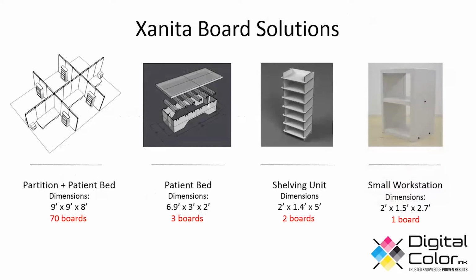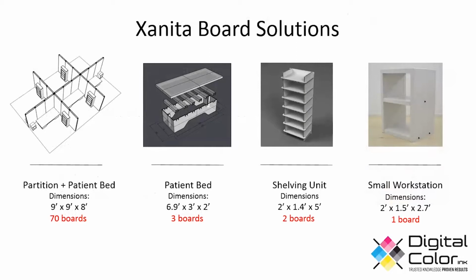So what are we talking about in terms of different types of options? I just laid out probably about 8 or 9 different things that would be used in modular construction. The first one on the left here includes partitions and beds that I showed you earlier. Each of those rooms is about 9 foot by 9 foot by about 8 feet tall. And again, as I mentioned, you can do different configurations.